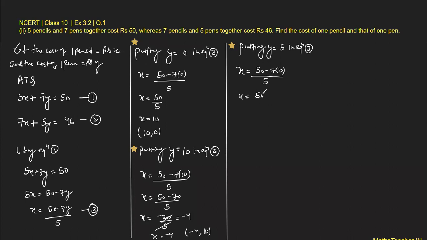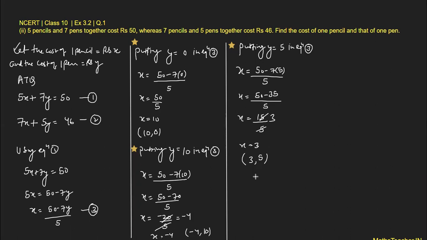So x is equals to 50 minus 7 5 is 35. We know that. So it is coming out to be plus 15, because when 35 is subtracted from 50, we get 15. 5, 5 3 is 15. So x is coming out to be 3. So the solution is 3 comma 5. So we got all the three solutions of the first equation.